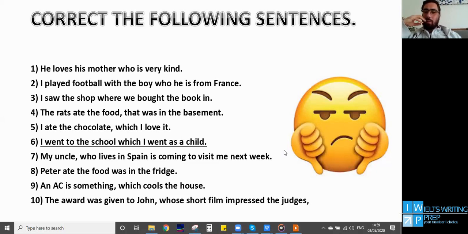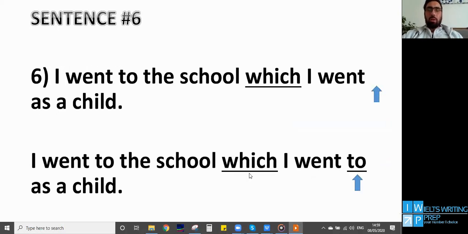So number 6, what can you think of? Ah, where? Yeah, definitely. We could put where. I went to the school where I went as a child. Or maybe I could have put studied here. I think the verb study would have been better, but anyway. Grammatically, we need where, yeah? Or we could add the preposition, which I went to as a child. Okay, so we could add the preposition to, or we could change which to where. Very good. Sometimes students think of answers that I don't think of, so it's good then.